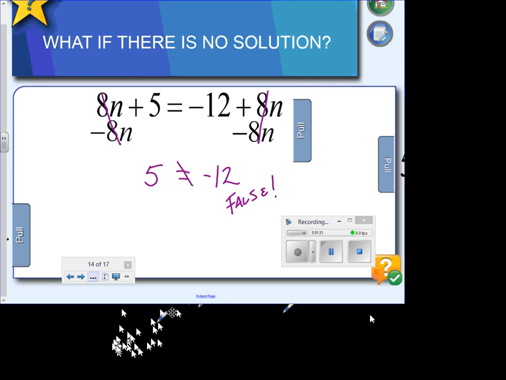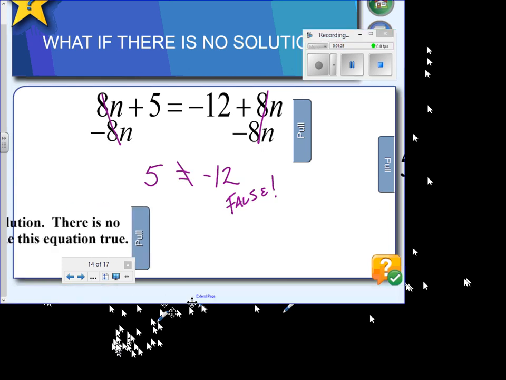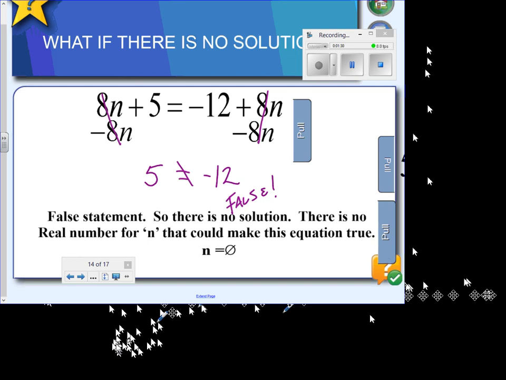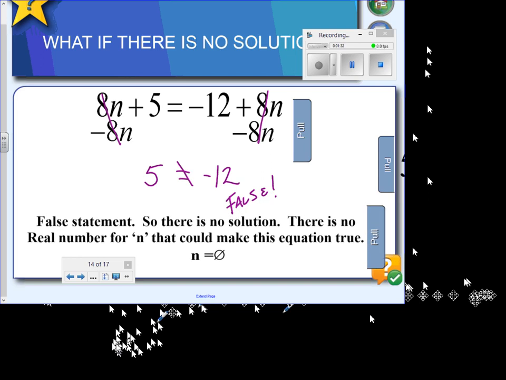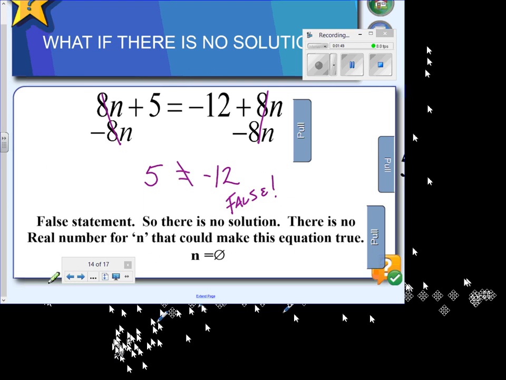Therefore, this unique situation occurs. If this happens, and it can happen, that we end up with a false statement and we're at a roadblock, there is no solution to your problem. This is the first time that we've seen this this year, but it can happen, right? You get to this roadblock and there's a false statement. There is no solution for the equation, meaning that there is no number that you could put in for the variable n to make the statement true. There is no real number for n that can make these statements true.